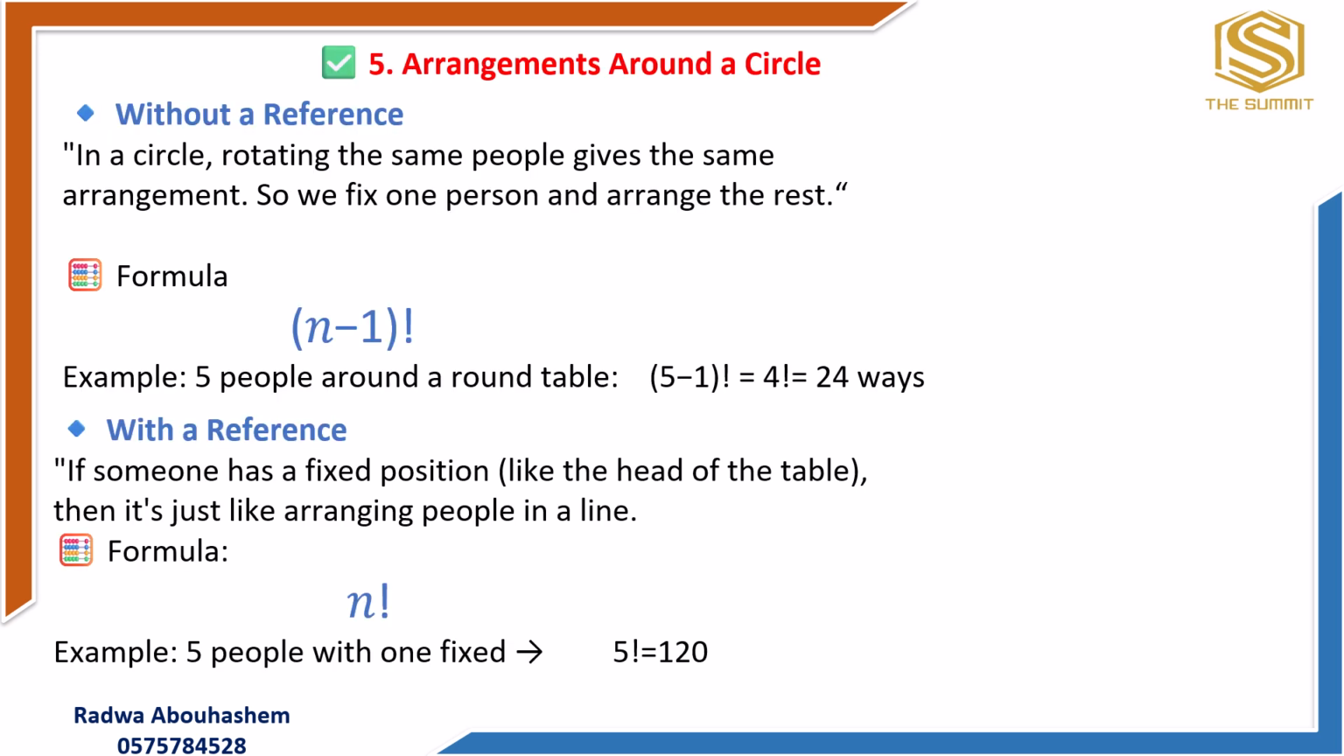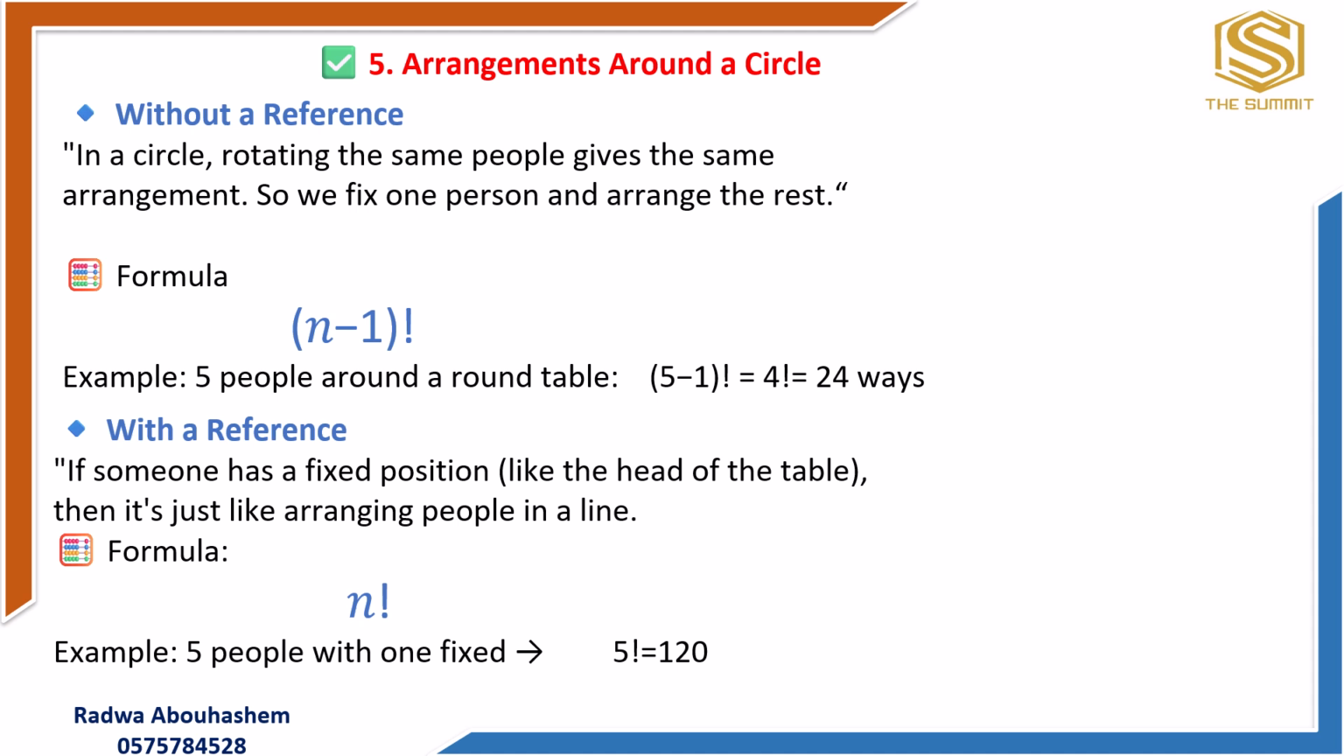The arrangement around the circle. I need to find how many ways I could arrange people around a circle or around a table. We have 2 cases, without a reference and with a reference. Without a reference in a circle, rotating the same people gives the same arrangement. It doesn't matter. So we fix one person and arrange the rest. The formula for this is n minus 1 factorial.